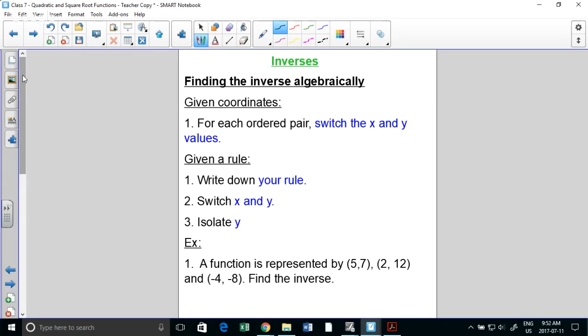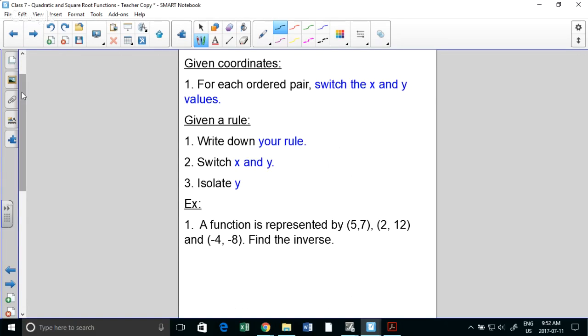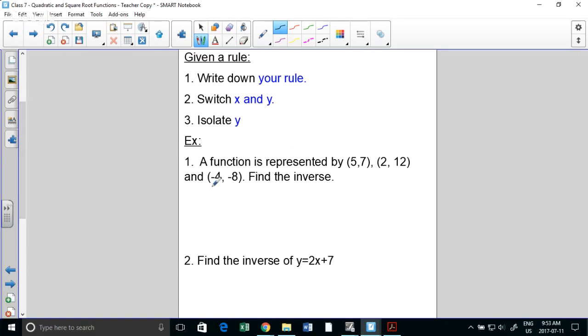Okay, algebraically speaking, there are two different ways you could do this. Either we're switching the x and y values if you just have coordinates. So for instance, if you have these 3 little sets of coordinates, you take each of the points and flip them. Point 1 would become 7, 5. Point 2 would become 12, 2. And here, this point would become -8, -4.